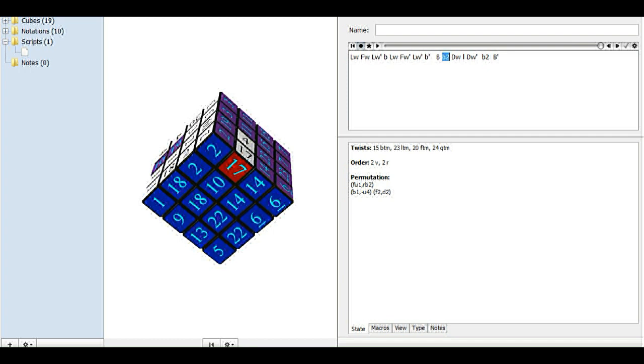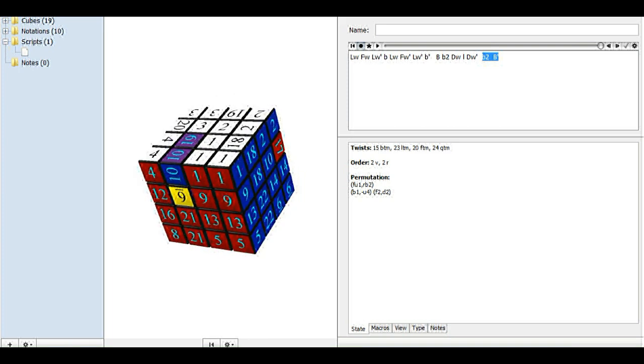Those merge to a lowercase b, and that can merge with this B to become BW. So all this can merge to become one move. And this capital B here can merge with this B2 here to become 2 block quarter turns instead of 3 as it's currently presented.